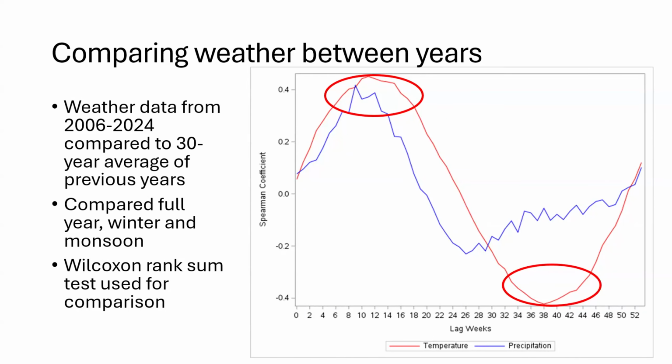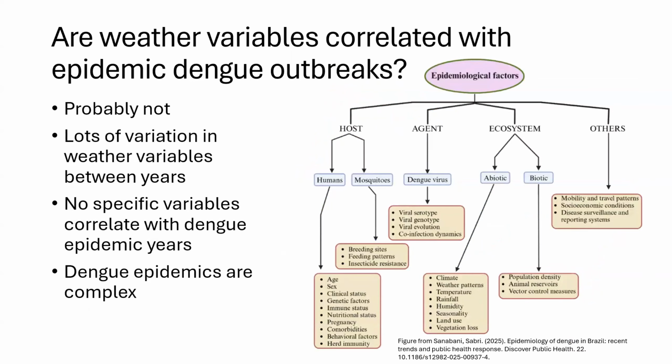So did we find anything indicating that weather is correlated with dengue epidemics in the region? And the answer is no. So we found a lot of variation in the weather variables between these years. And some years that were abnormal for weather were warmer or had more precipitation than average, which could maybe have led to epidemic dengue, but did not have epidemic dengue. And some of the epidemic dengue years were actually colder than average or had less precipitation. So there were no real specific variables that correlate with dengue epidemic years.